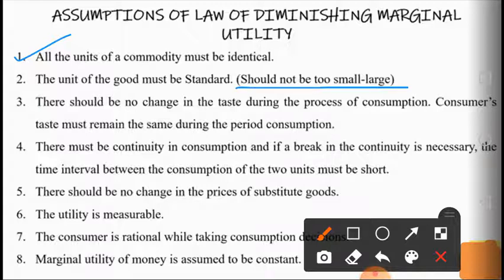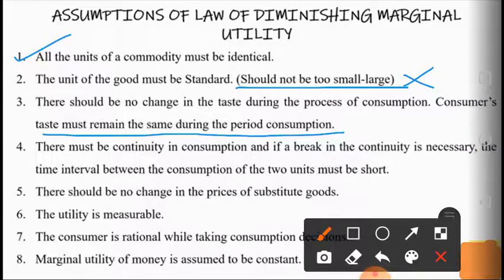Like if we are thirsty, we'll use a proper standard glass of water or a cup of water, not like a drop of water. If we use something too small or too large, the law will not operate. Third, there should be no change in the taste during the process of consumption. Consumer taste must remain the same during the period of consumption. Then the law of DMU will operate.